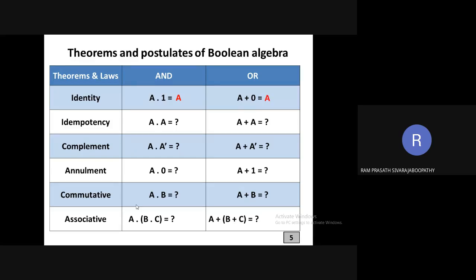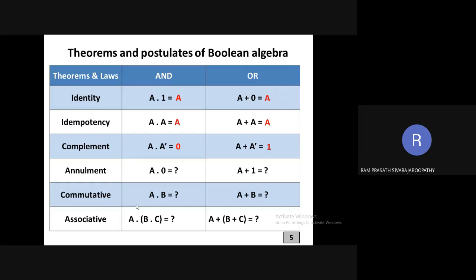A dot 1 is also equal to a. Then second, idempotency. A dot a equal to what? And a plus a equal to what? That also a. A dot a is equal to a plus a equal to a. Fine. Then complement theorem. A dot a bar, what is the value we will be getting? And a plus a bar, what is the value we will be getting? A dot a bar is 0. Very good response. Then a plus a bar is equal to 1. Very good, Jayavardhini.